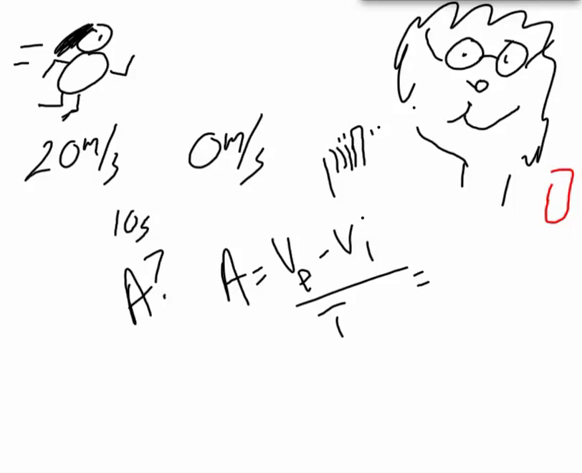So final velocity was? 0 meters per second. Initial velocity was? 20 meters per second. And her time? 10 seconds.